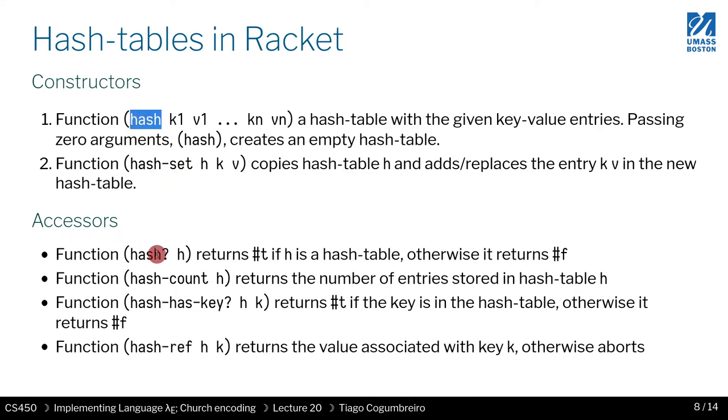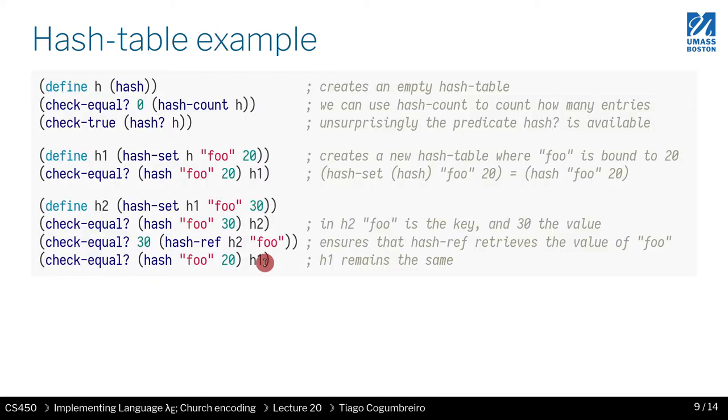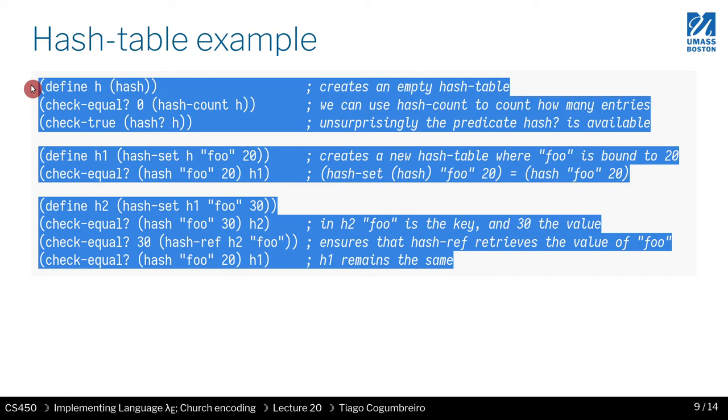So accessors, you have the query, right, to check if something is a hash table. You have something to tell you how many elements are in the hash table. You can also query if a certain key is there, but you won't need any of this. You will need hashref though. So hashref returns the value associated with the key k given in the second argument. So now I'm going to copy paste this example and I'm going to show it to you.